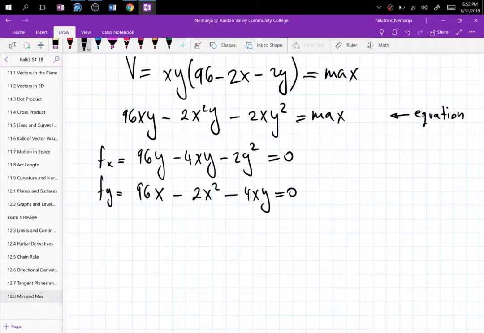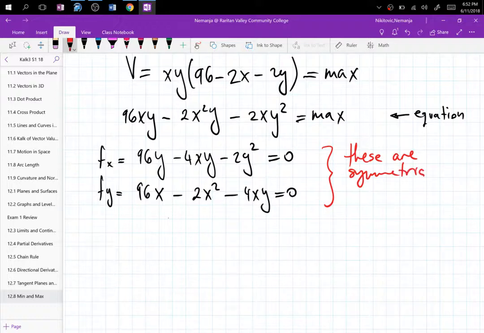So now, I'll write here in blood, these are symmetric equations. So, x equals y. Great. Now that I know that x is equal to y, I can just pick any of the 2 equations and replace all y with x's and just solve that.